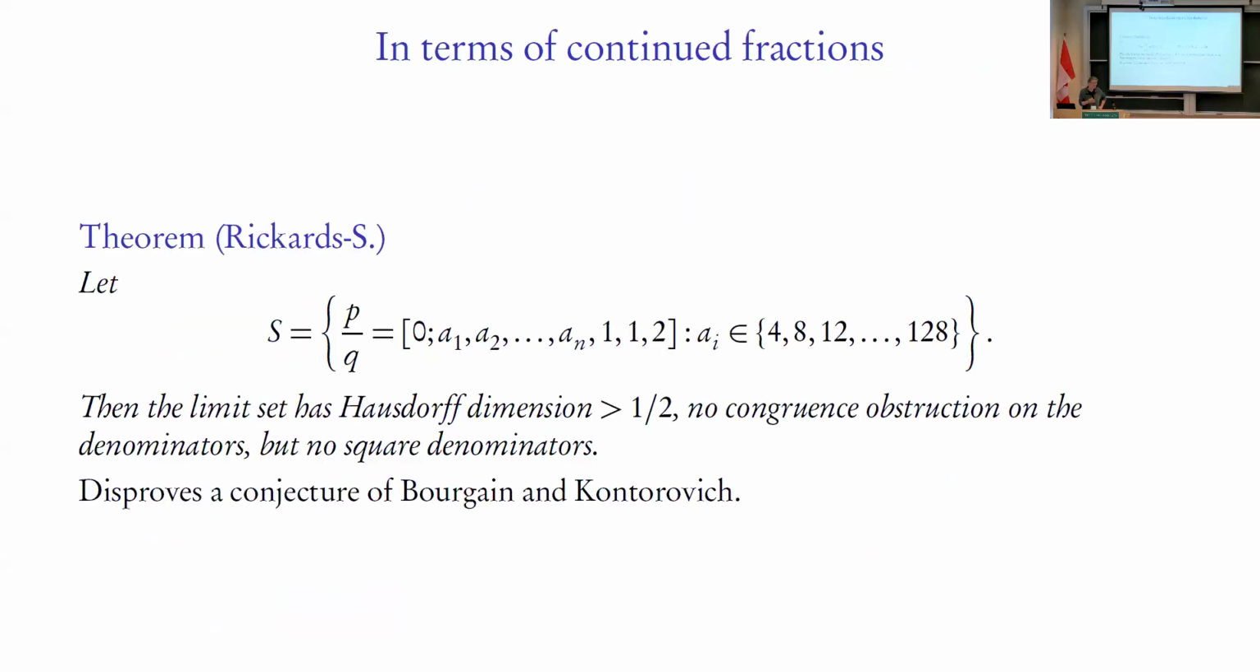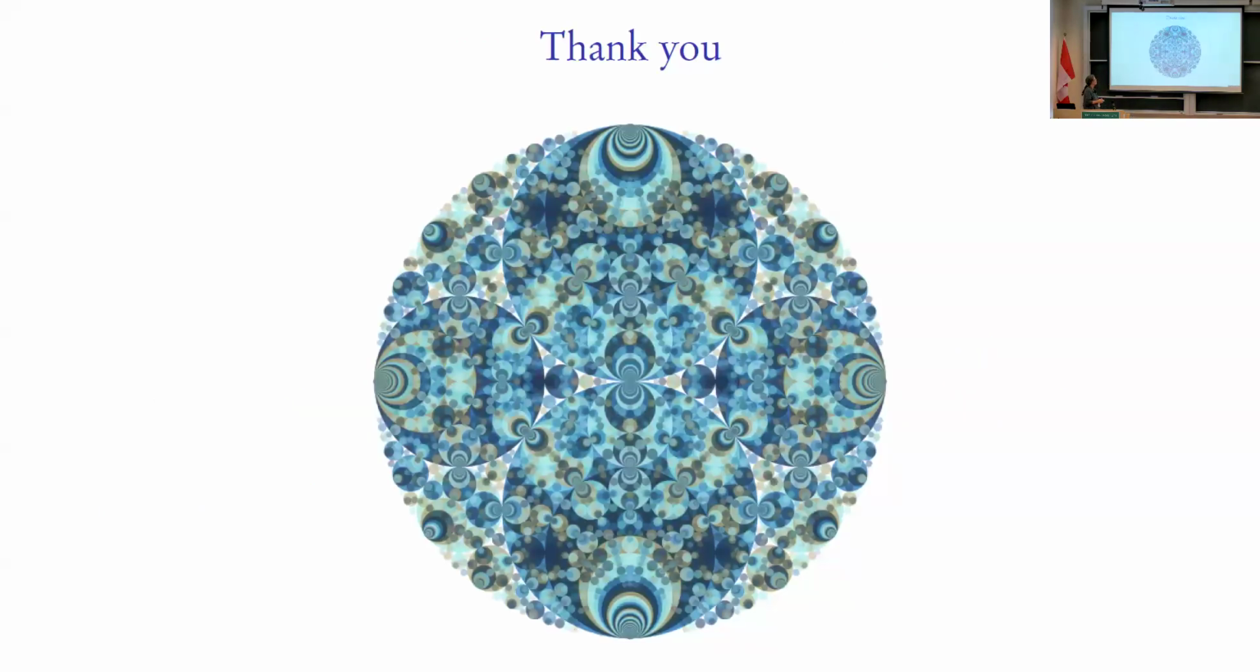And if you want a statement that's like Zaremba, something that's kind of a continued fraction statement, then here's an example. Let's take all of the rational numbers which are formed from continued fraction expansions where the alphabet I'm using is multiples of 4, between 4 and 128, but with this funny caveat that I'm going to add a 112 at the end. Then the Hausdorff dimension is bigger than 1/2. There are no congruence obstructions, but there are no square denominators. So the squares are missing here. And this doesn't disprove Zaremba's conjecture, especially because of this 112. But it is a finite alphabet, and it's sort of in the same family of things. And so Bourgain and Kontorovich gave various generalizations of this Zaremba-type conjecture, which might include such a thing. Okay, thank you.